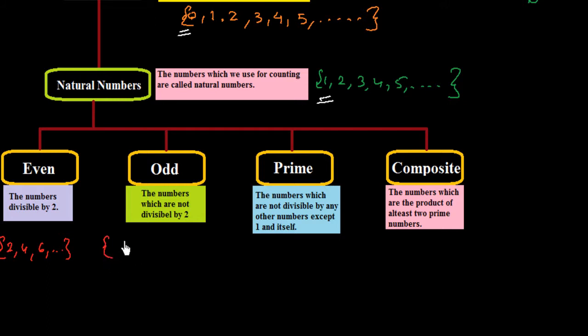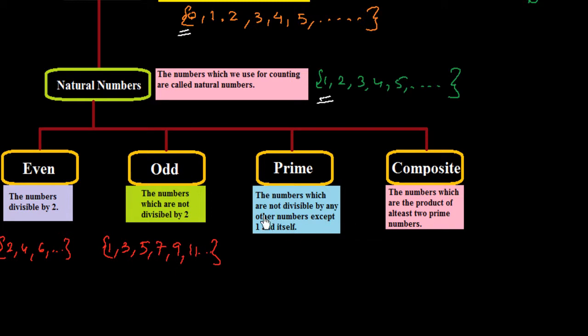Odd numbers are the natural numbers which are not divisible by 2. So it is 1, 3, 5, 7, 9, 11 and so on. These are all odd numbers.